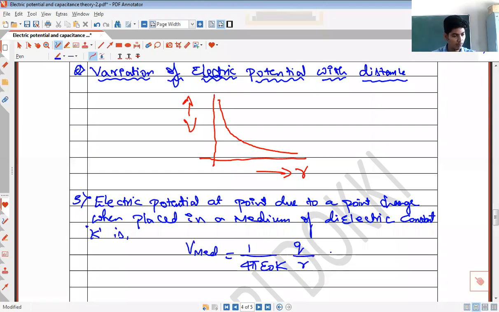I can write the same as, see this term, 1 by 4 pi epsilon naught Q by R. This can be written as potential due to a point charge in air or vacuum, correct? So I write this as potential due to a point charge in air or vacuum divided by K. So whenever a point charge is placed in a medium of dielectric constant K, the potential at a point is going to decrease by a factor K, right? So this is regarding potential due to a point charge when it is placed in a medium.